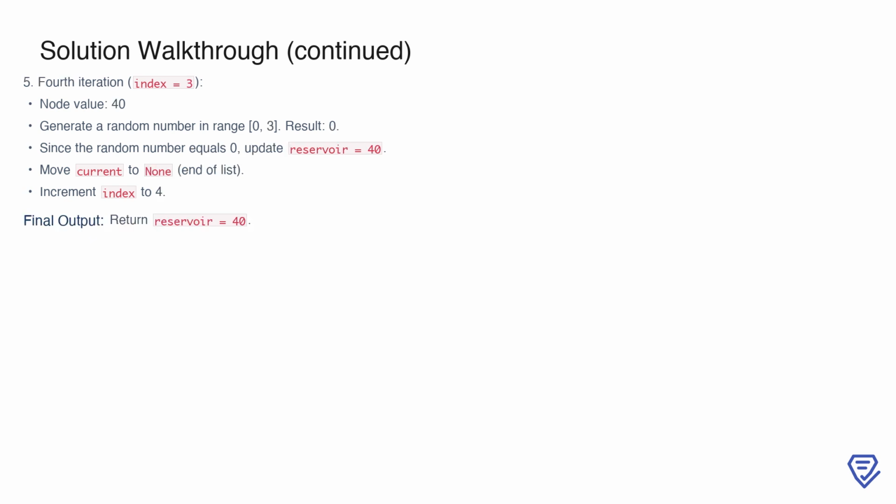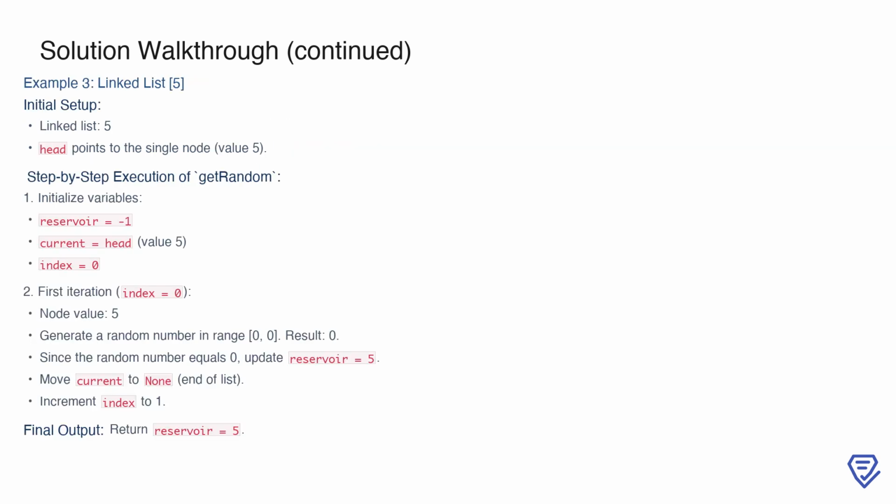In the fourth iteration, the index is 3, and the current node value is 40. We generate a random number in the range 0, 3, and this time, the result is 0. Since the random number equals 0, we update reservoir to 40, the value of the current node. Finally, we move the current pointer to none, signaling the end of the list, and increment index to 4. At the end of this process, the function returns the value stored in reservoir, which is 40.